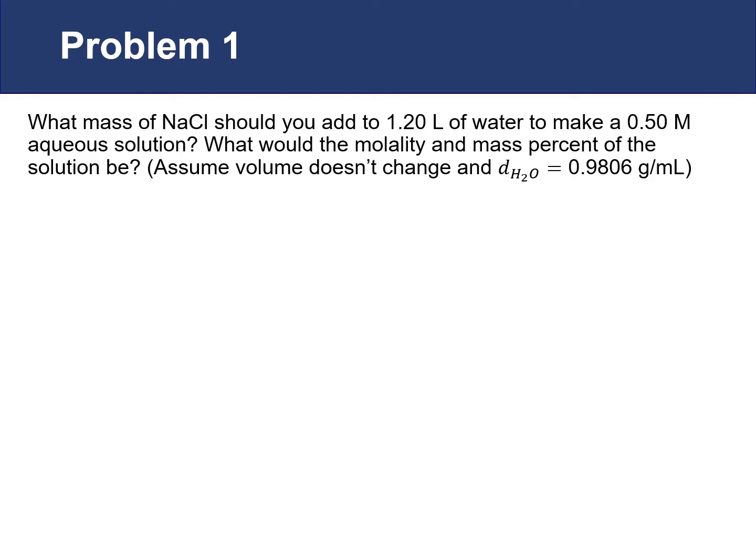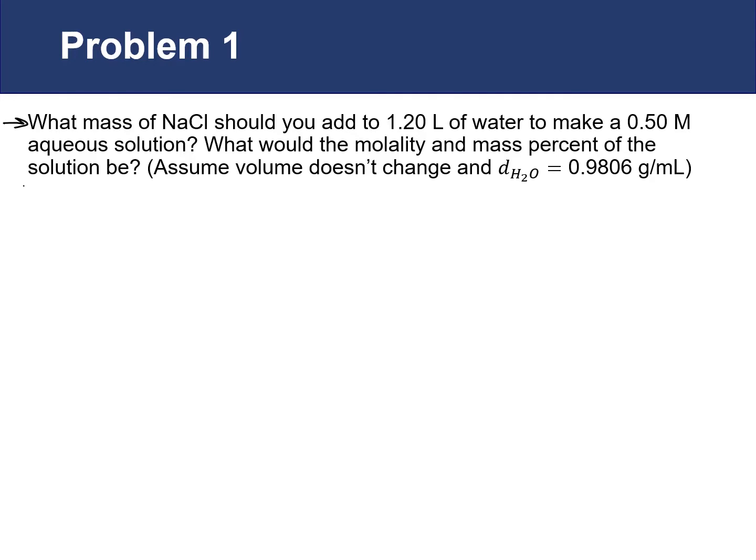We're going to assume that the volume doesn't change and that the density of water is 0.9806 grams per milliliter. Because the volume doesn't change, the volume of the water that we are putting the sodium chloride into is going to be the same as the volume of the solution. So the way that we're going to tackle this is to do the first problem first. We're going to figure out the mass of sodium chloride that we should add to 1.20 liters of water.